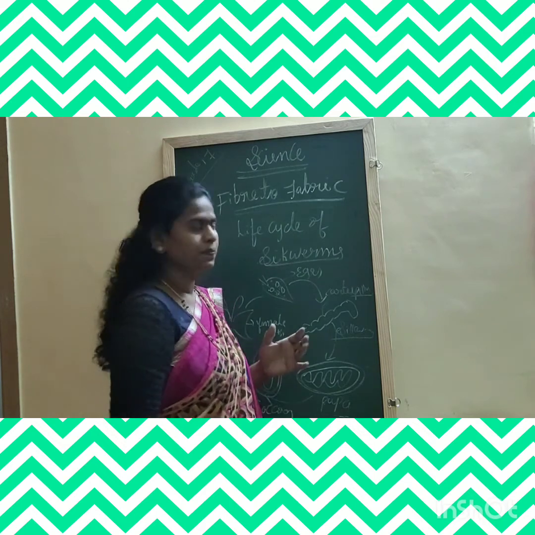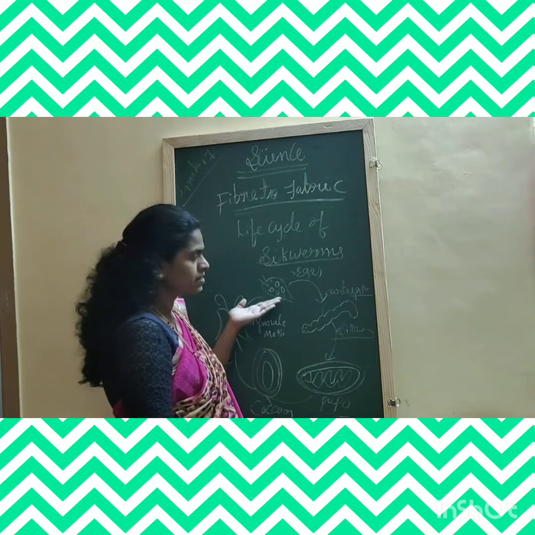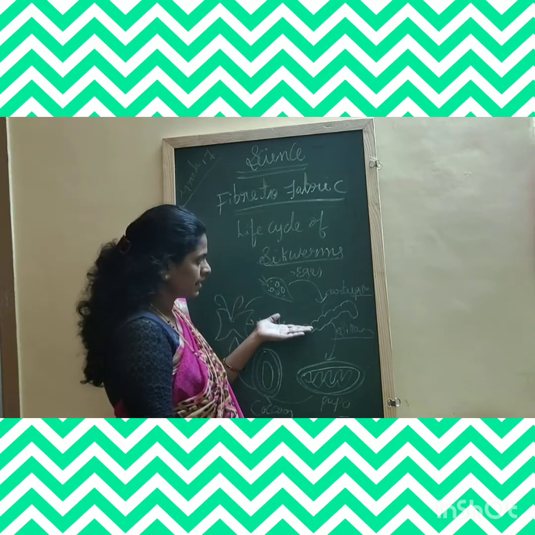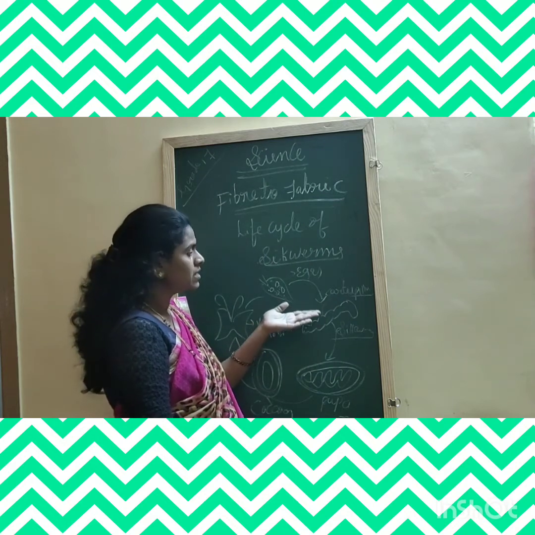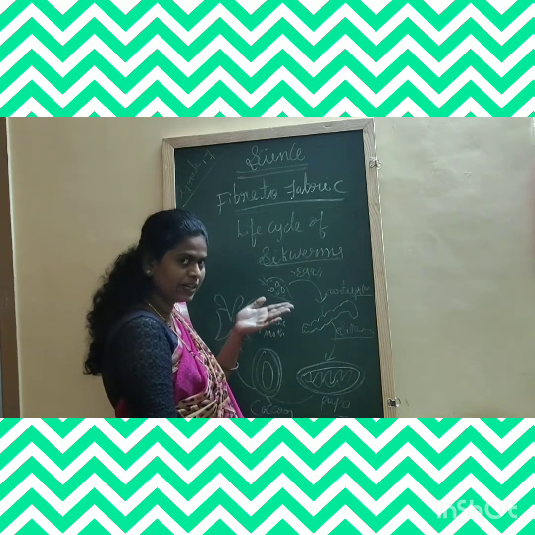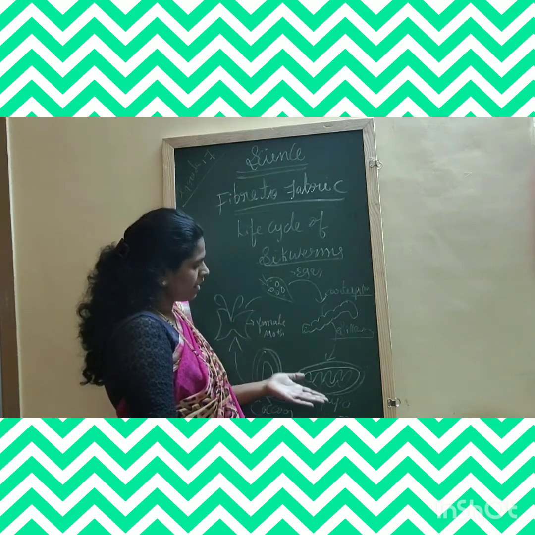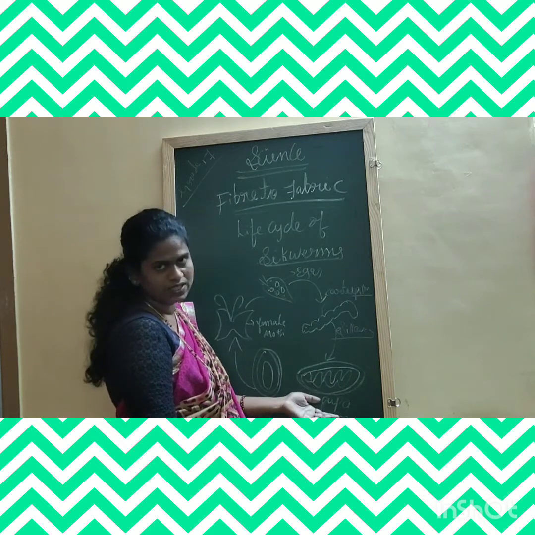I'll repeat once again. The female moth lays the eggs. These eggs are later hatched into the silkworm, which is also called a caterpillar. These caterpillars eat mulberry leaves. I will tell you later what mulberry is and where it is available. Later it forms the next stage called pupa, and the insect is present inside it.